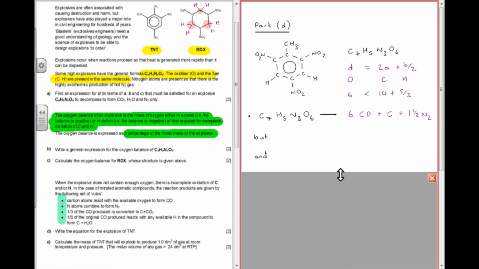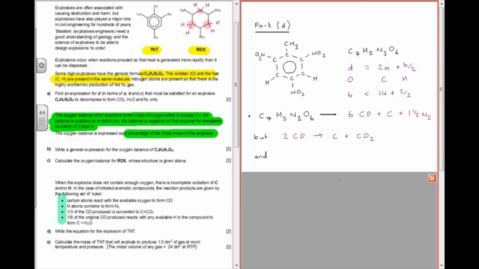However, this isn't the end of the story. If we look now at the third and the fourth bullet points, we get some more information. The third bullet point says that of the carbon monoxide molecules formed, 1/3 of them are converted into carbon plus CO2. So we've got 6 carbon monoxide, so 1/3 of that is 2. So 2 of our carbon monoxide molecules are converted into carbon plus carbon dioxide.